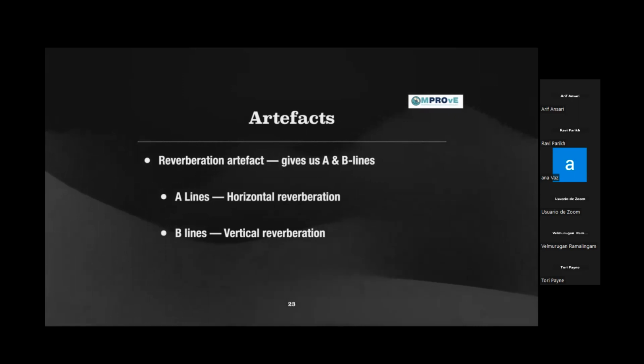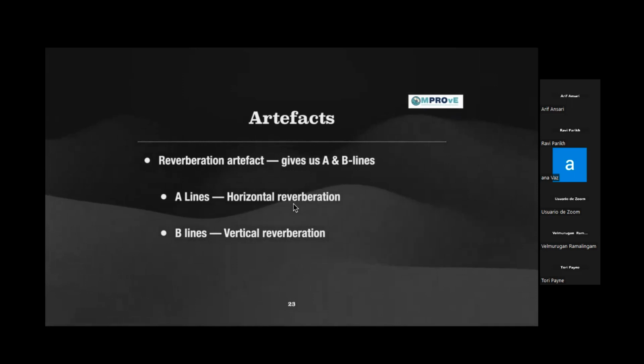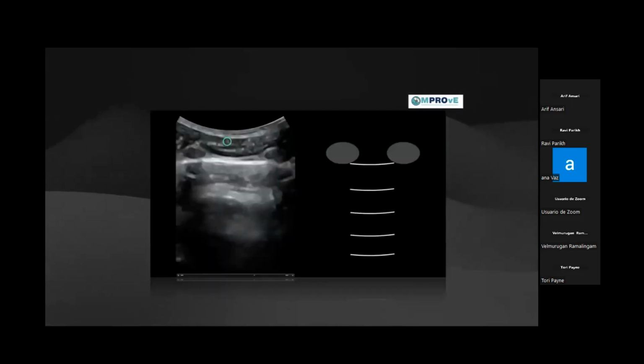It is given by the reverberation of the ultrasound waves. It reverberates. So the horizontal reverberation, when the ultrasound waves are moving horizontally between your probe and the area of scan, it gives you A lines. And if it is reverberating vertically, it gives you the B lines. And what do I mean by that? You will see in that small snippet here.